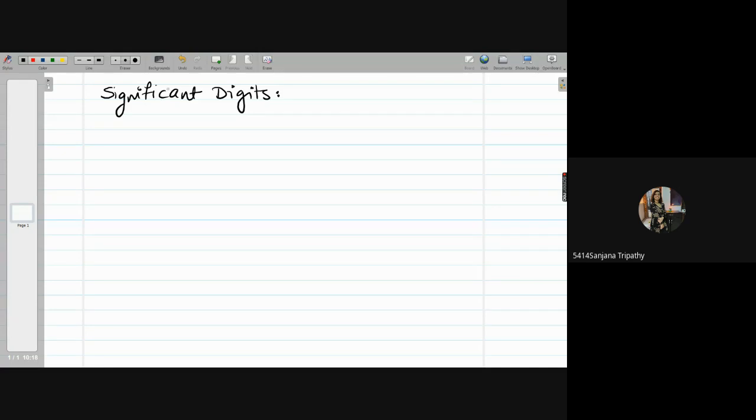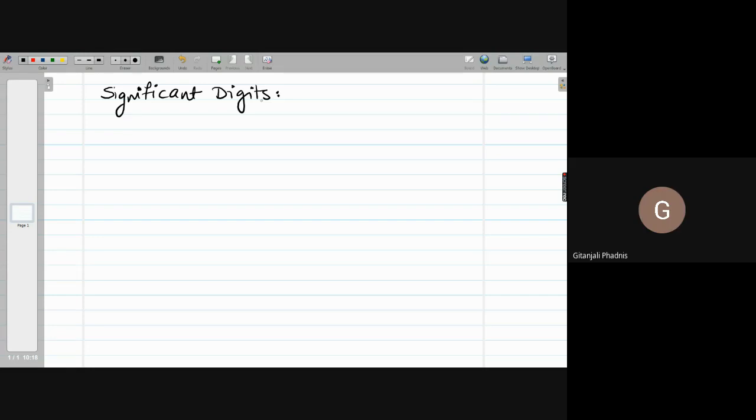In a number, if non-zero digits are there, it is significant. And if in between those two numbers a zero is there, then also it is significant. Those are the rules you are telling me. Very good, Sanjana.